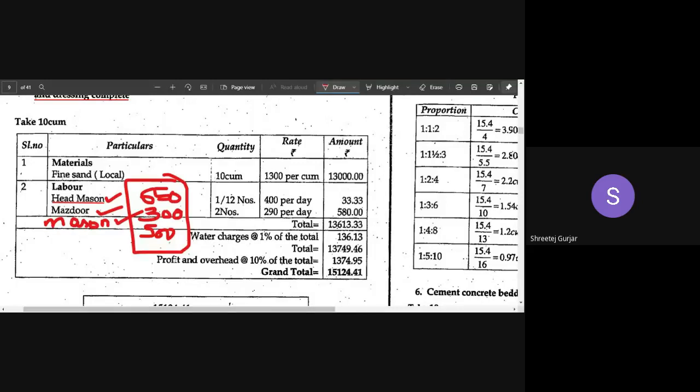Then can you tell me what is the daily wage for a bar bender? Bar bender 500, sir. 500 per day. And what is their time? 10 to 6.